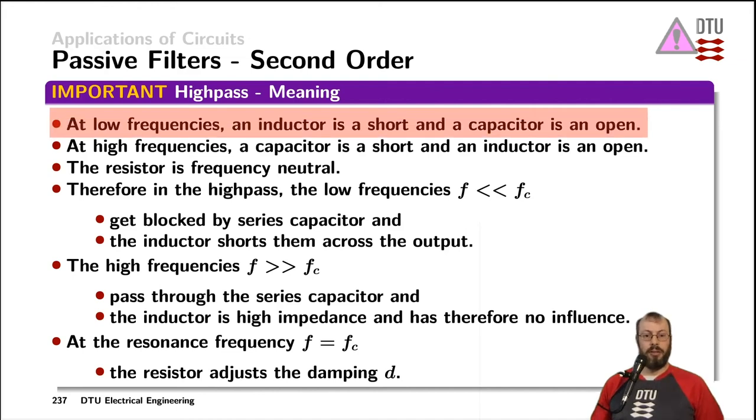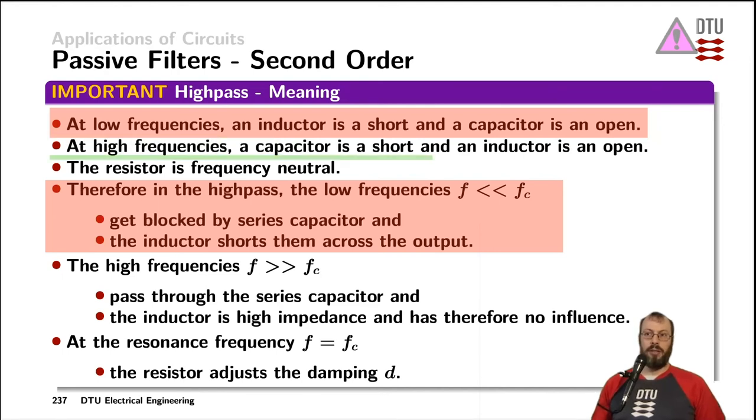At low frequency, now the inductor shorts out the voltage across the output, and the capacitor blocks all the current coming from the source and doesn't let any signal pass through to the output. So that's our stop band. The pass band is at high frequencies. In that case, the capacitor lets all the signals through.